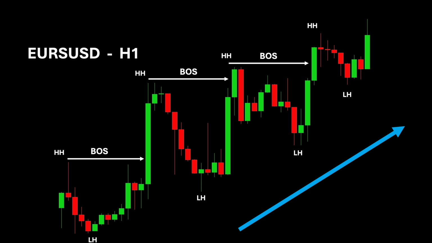Notice how after each break of structure, price pulls back slightly to form a new higher low, then continues higher with another break of structure. This is the rhythm of a healthy bullish trend. This blue arrow represents the direction of the overall move. 3 confirmed break of structure, clean bullish structure. This is exactly what you want to see when you're looking for long opportunities.